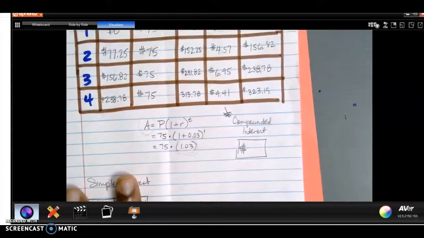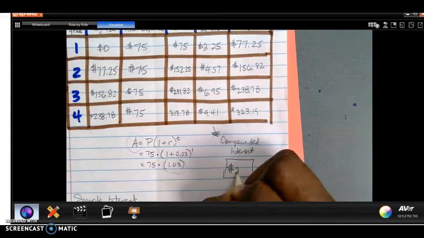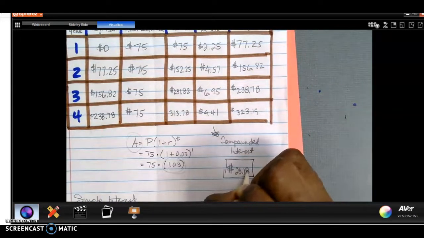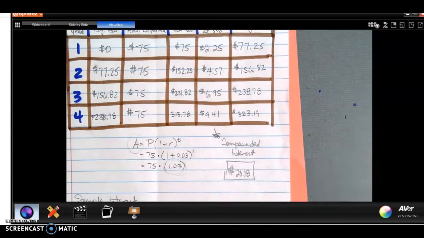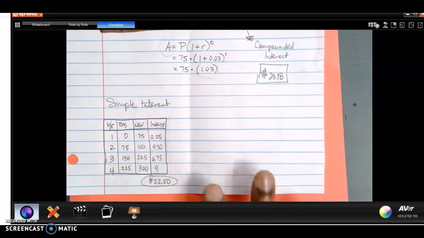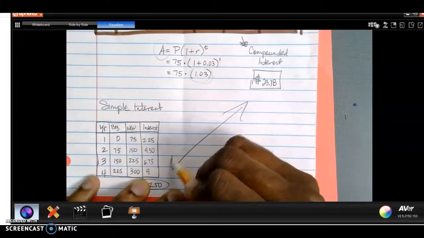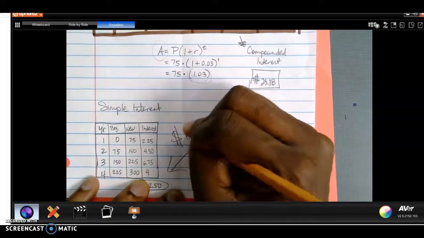Now, how much would this be for compounded interest? We see that if I were to total that amount up, it's going to be $23.18. $23.18 is the amount for compounded, $22.50 for simple. So as we see here, there is a gap of about 68 cents.